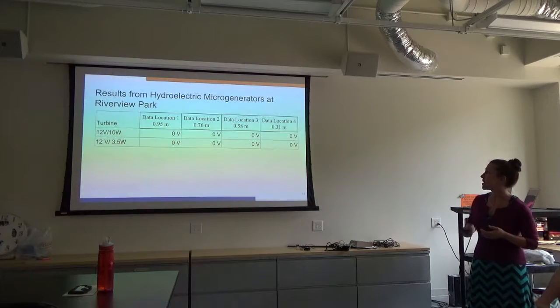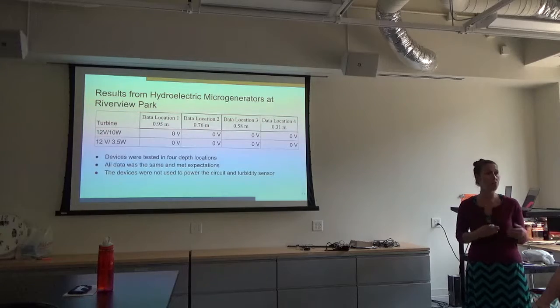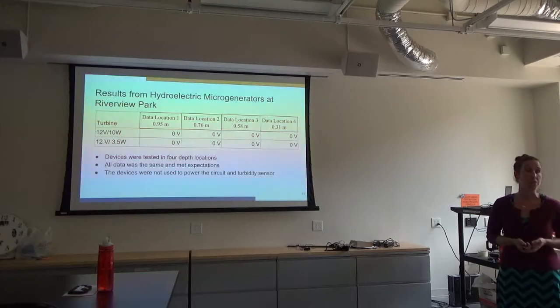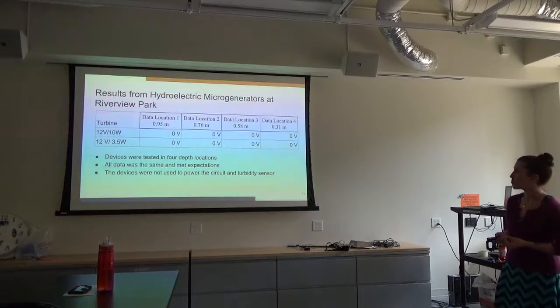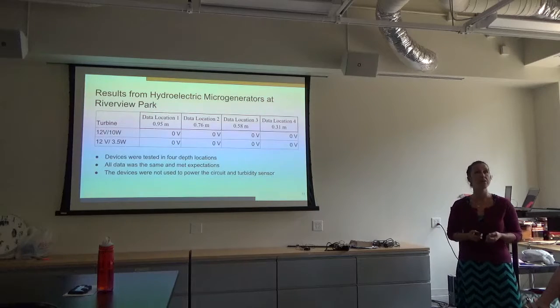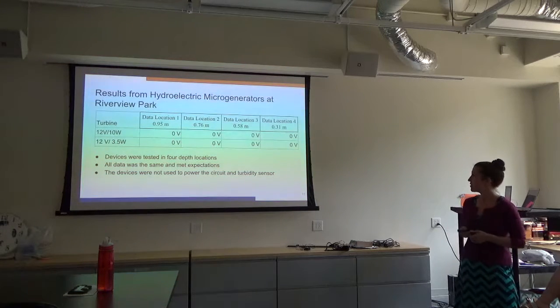So I tested at 4 different locations, and at all 4 locations there were literally no voltage readings. So there was no power being generated from this micro generator. That meant overall I could not use this as a way to self-sustain the rest of the circuit.